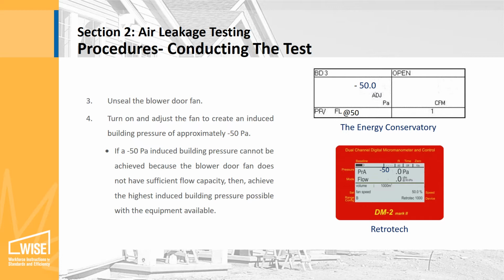Unseal the blower door fan, turn it on, and adjust the fan to create an induced building pressure of approximately negative 50 pascals. If a negative 50 pascal induced building pressure cannot be achieved because the blower door fan does not have sufficient flow capacity, then achieve the highest induced building pressure possible with the equipment available. If you are using a digital meter, utilize the at 50 function to account for lower than target pressures.